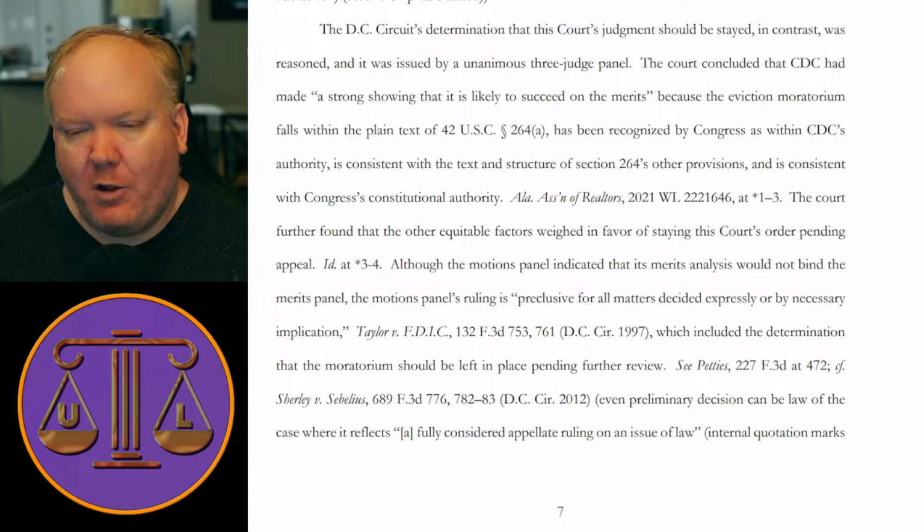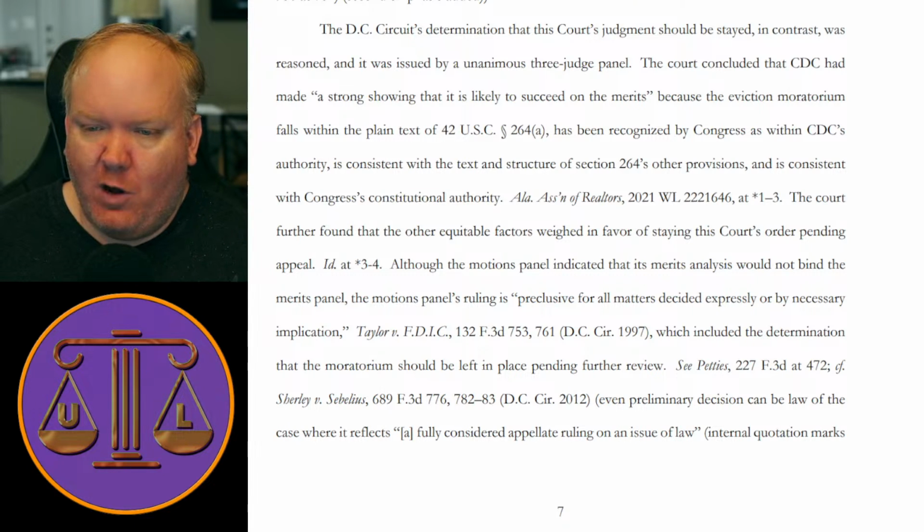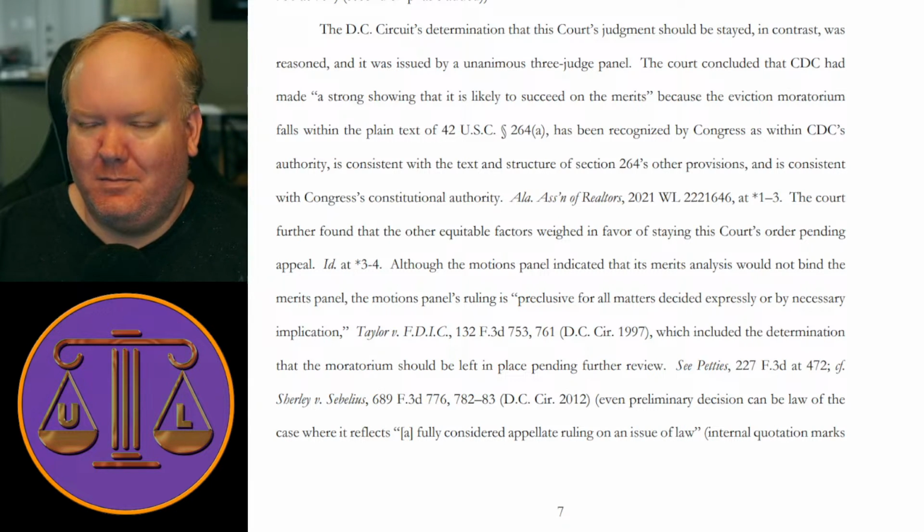The court further found other equitable factors weighed in favor of the stay. Although the motions panel indicated its merits analysis would not bind the merits panel, the ruling is preclusive for all matters decided expressly or by necessary implication. The determination is that the moratorium should be left in place pending further review.